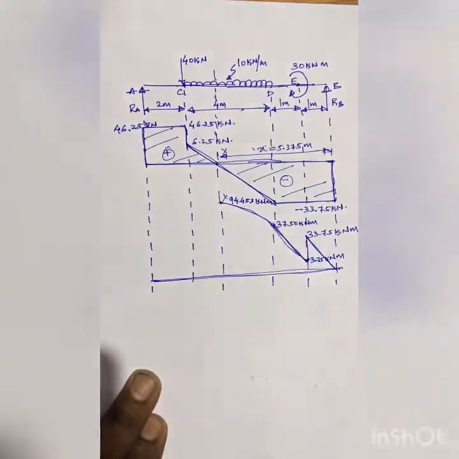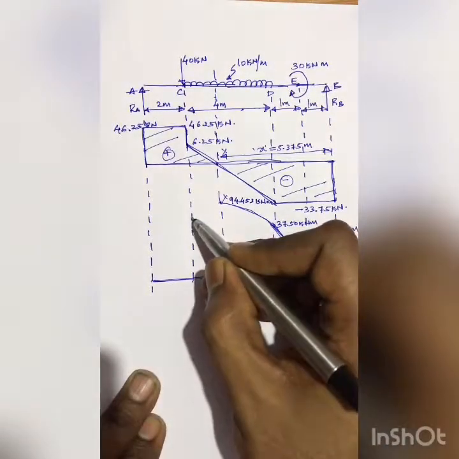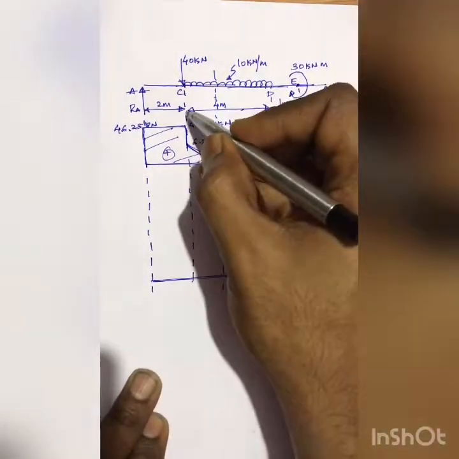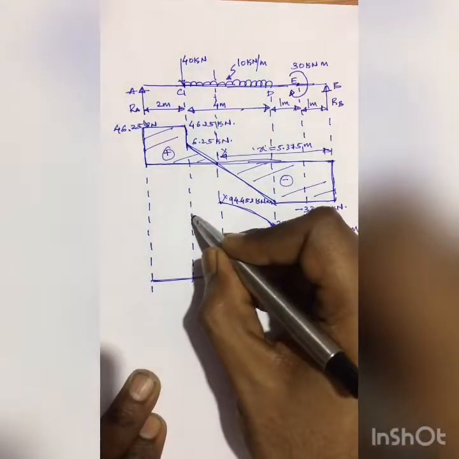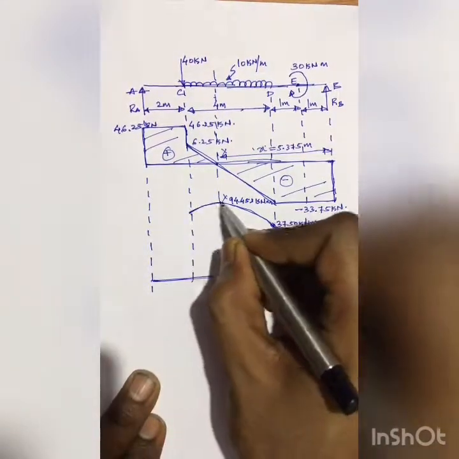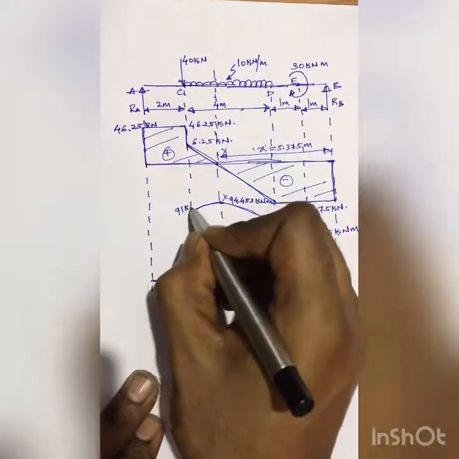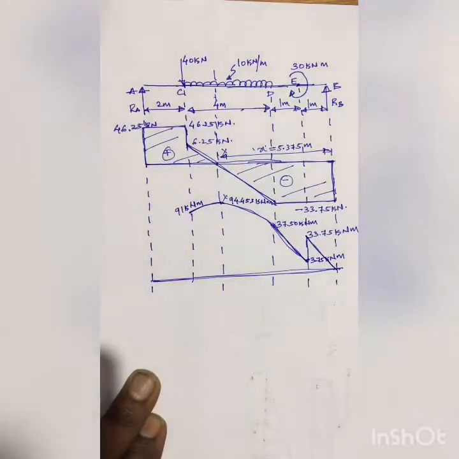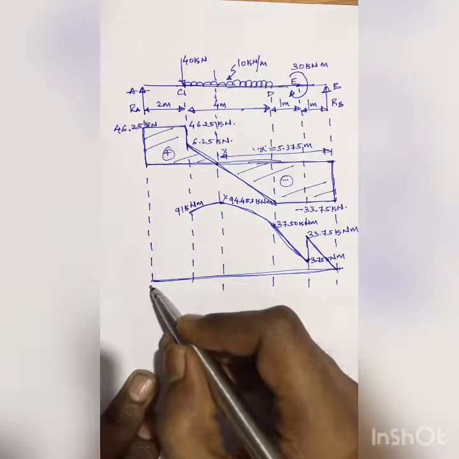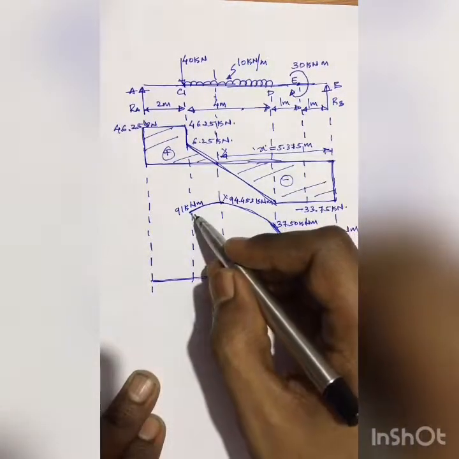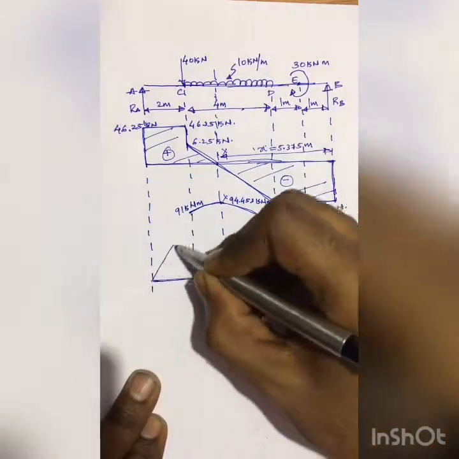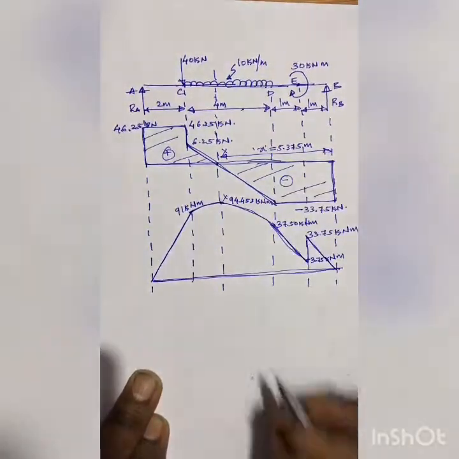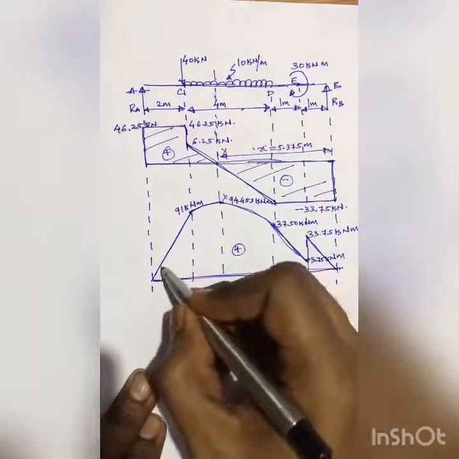kilonewton meter. Next, we have found out bending moment at C. Bending moment at C is 91 kilonewton meter, and again we have a parabolic curve here because this again is UDL in this portion. So here I'll write 91 kilonewton meter. And next, we know that bending moment at A is 0, and the variation from A to C will be linear variation because we do not have any UDL or UVL here. So it will be linear variation like this. So this is the bending moment diagram for this particular problem.